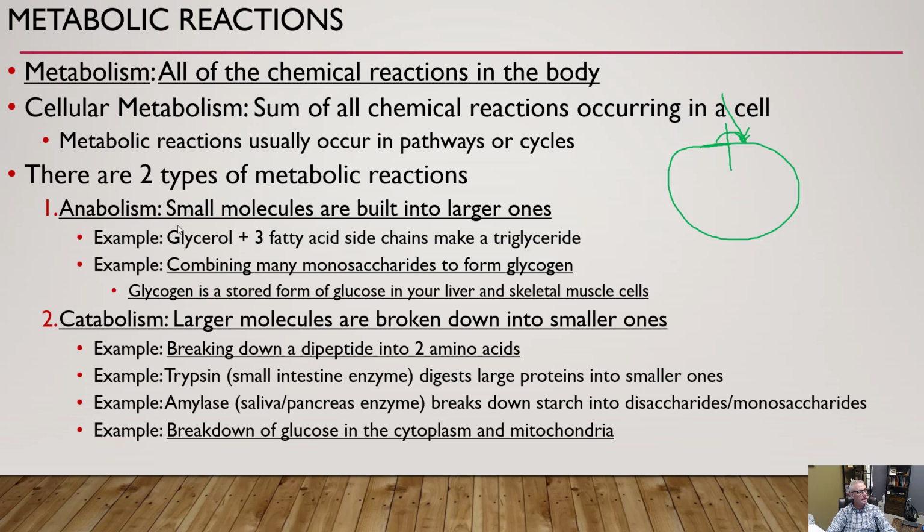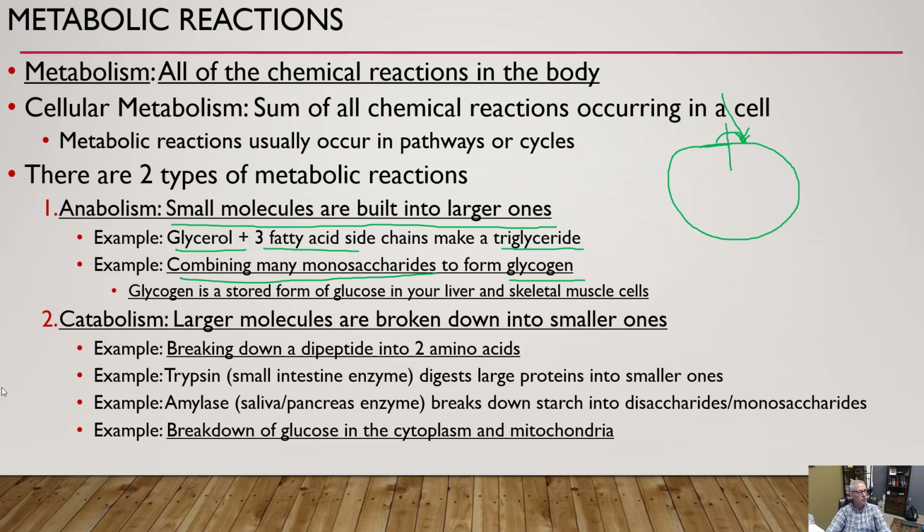Anabolism is where we take smaller molecules and build them into larger ones. Remember we have glycerol plus the 3 fatty acid side chains making a triglyceride molecule. Or we combine monosaccharides to form glycogen. Remember I mentioned that glycogen is just a bunch of glucose molecules stored in your liver and skeletal muscle cells to be used for energy later on.